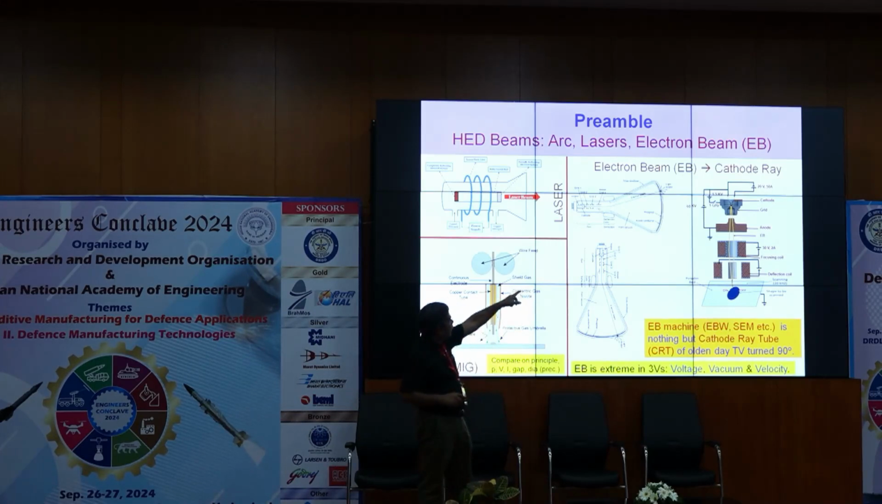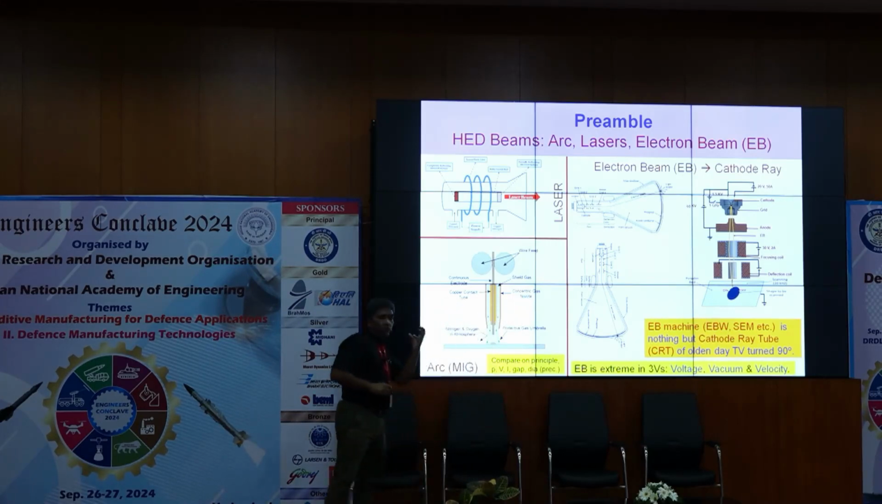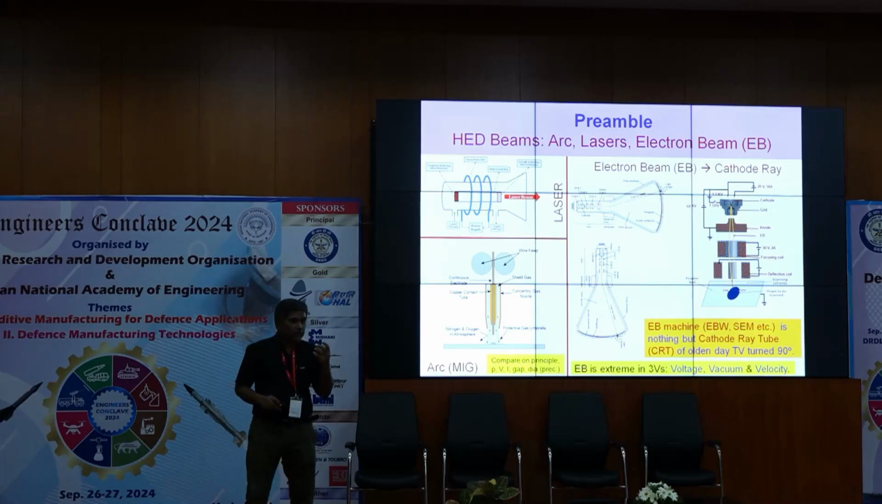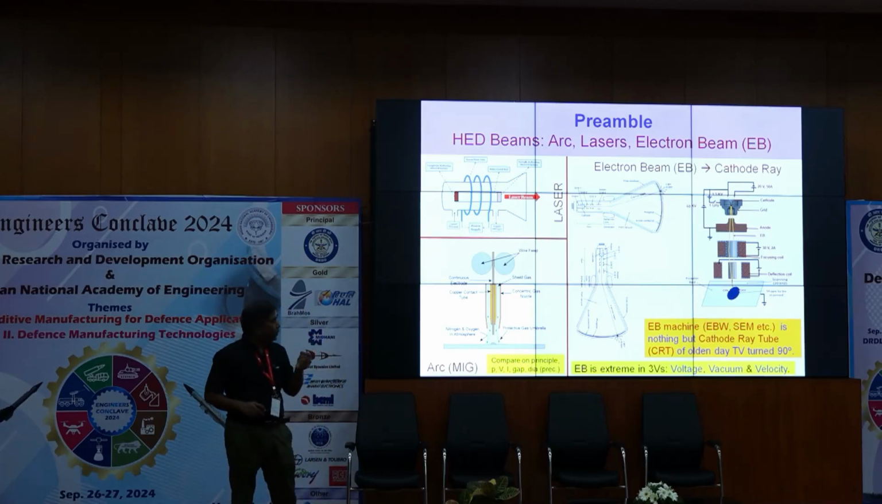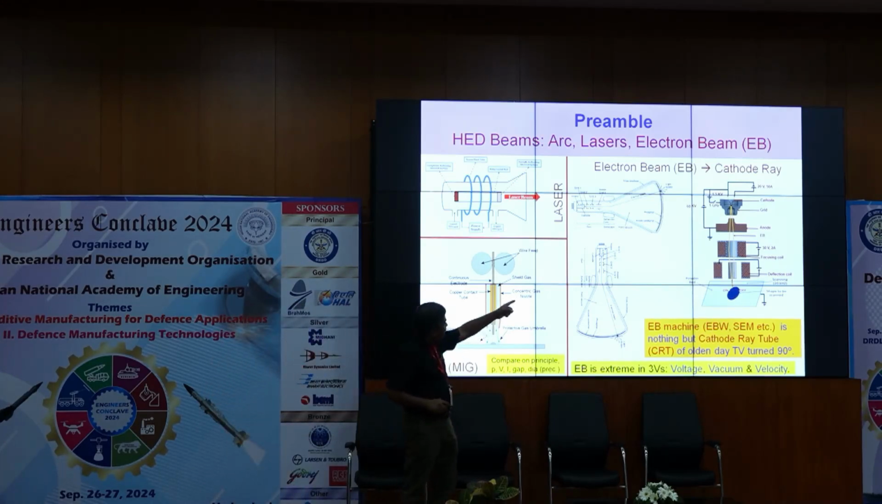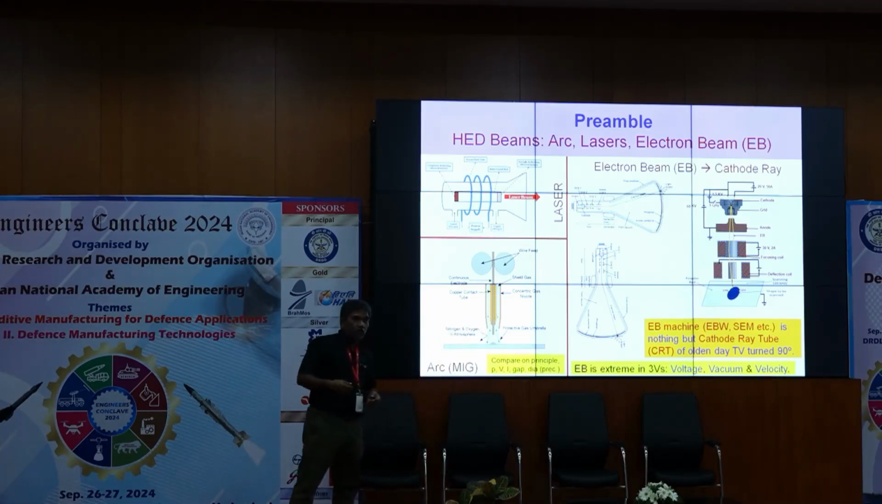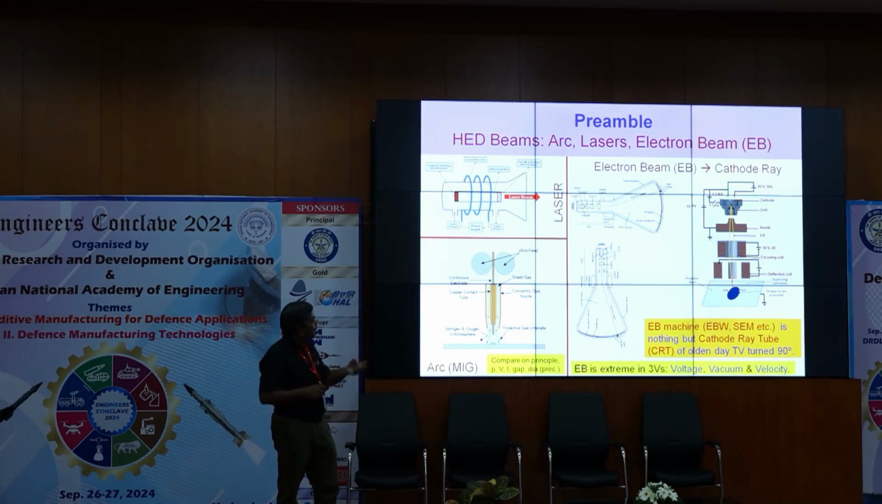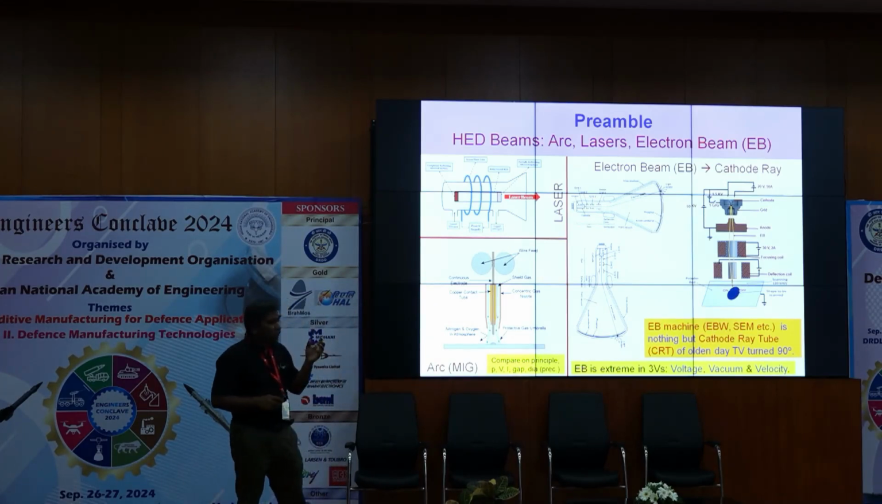So you have a cathode which you heat to 2000 degrees centigrade, tantalum is typically used. You get a lot of electrons accumulating there. They don't have velocity at that time. So between the anode and the cathode, we apply 60 kV. You can go up to even 200 kV. So the electrons get accelerated. By the time they reach the anode, they reach about 60% of the light velocity.